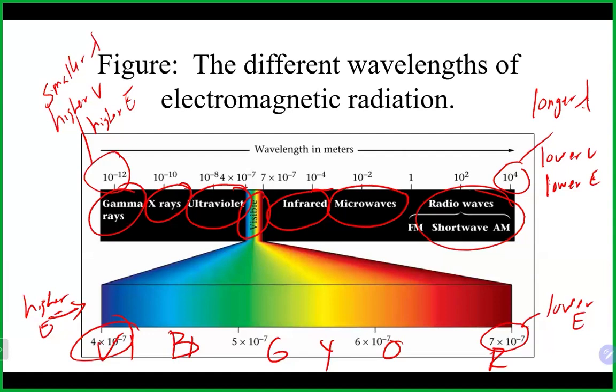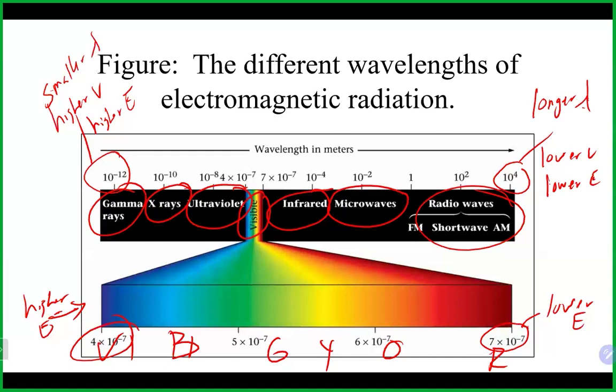So as we go on this picture, from right to left, we're increasing in energy. You do need to know these, the electromagnetic spectrum. You need to know, for example, putting things in order from lowest energy to highest, or longer wavelength to shorter wavelength, lower frequency to higher frequency.